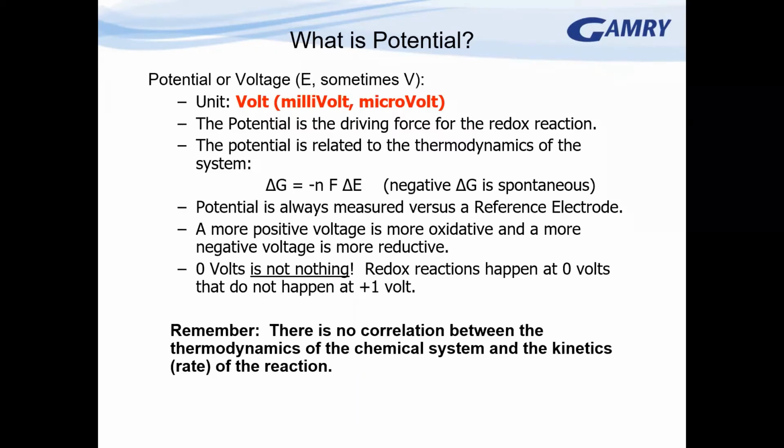Let's move on to the terms that we use for evaluating corrosion experiments. The first one is potential. Potential is the driving force for the redox reaction and is related to the thermodynamics of the system, which indicates if a reaction will take place or not. The potential scale is a relative scale, so we always measure potential with respect to a reference point.